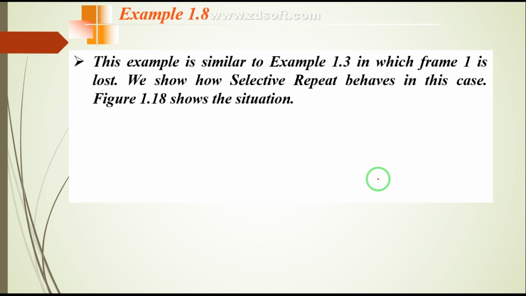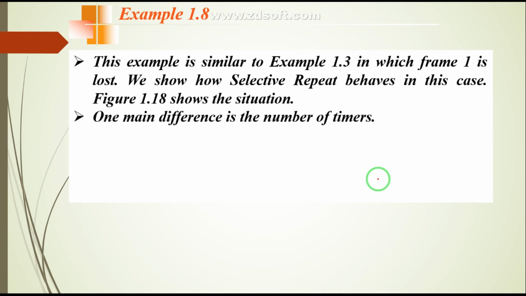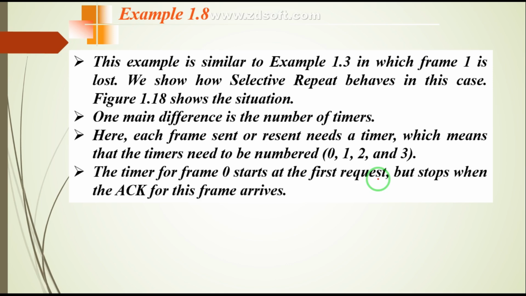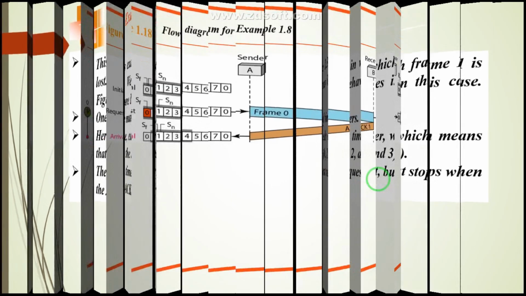One example we are going to take is going to show how selective repeat behaves, similar to the example that we have seen in the previous lecture. But one main difference is the number of timers, guys. It means here each frame sent or resent needs a different timer. So we need to number the timers like 0, 1, 2, and 3. And the timer for frame 0 starts at the first request but stops when the acknowledgement for this frame arrives. So you can see this.